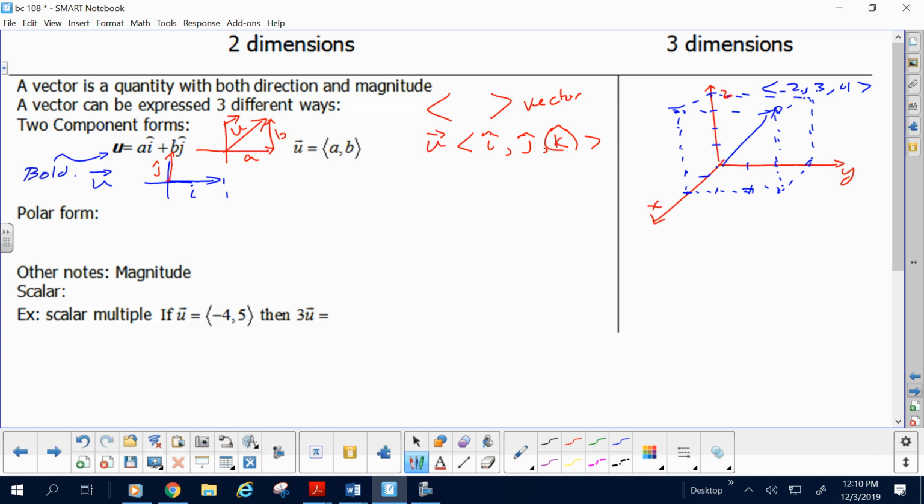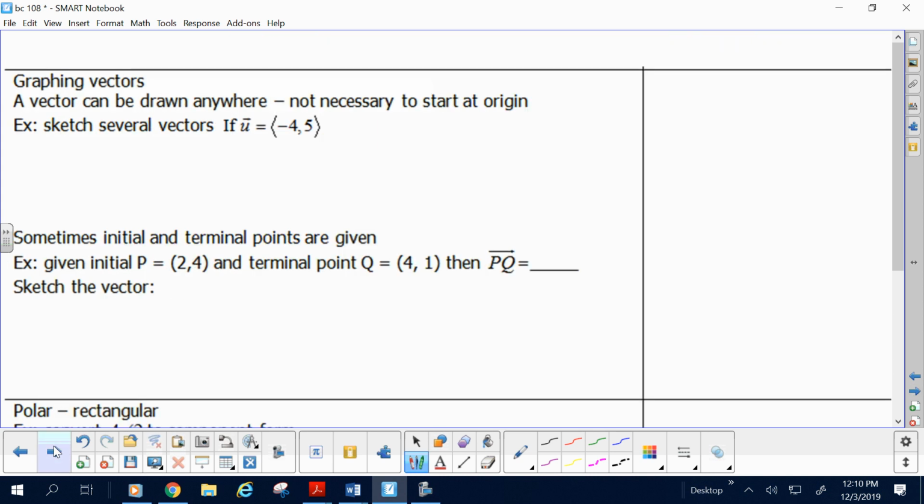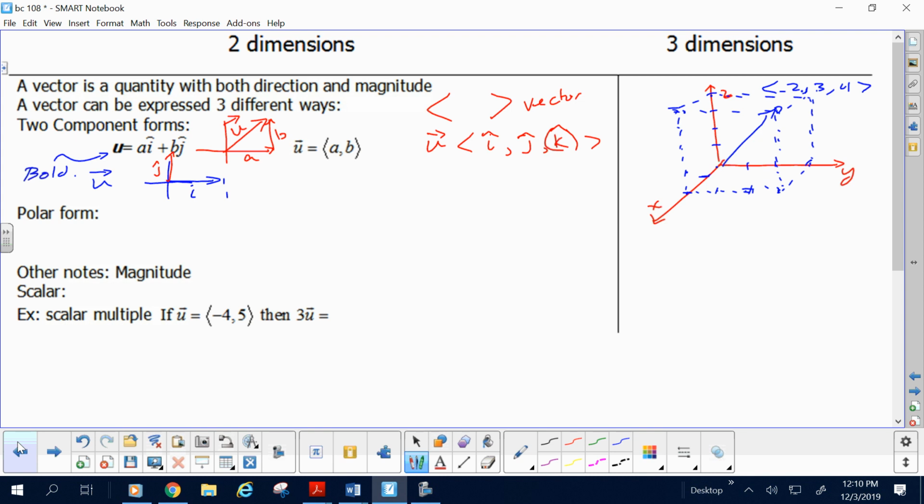Do I come to that later? Yes, I do. Okay, I just want to make sure. Polar form is more of the idea of r at an angle of theta, where r is the magnitude of the vector, the length of the vector, and the notation for that is double bars.